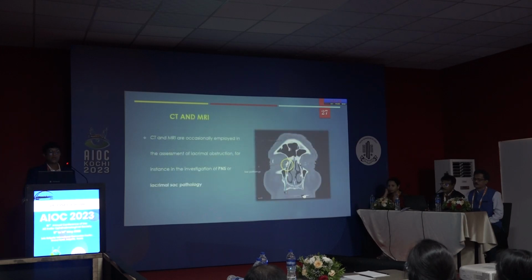CT and MRI are occasionally employed in the assessment of lacrimal obstruction, for instance in the investigation of paranasal sinus or lacrimal sac pathology. Here a lacrimal sac tumor can be seen in the picture.